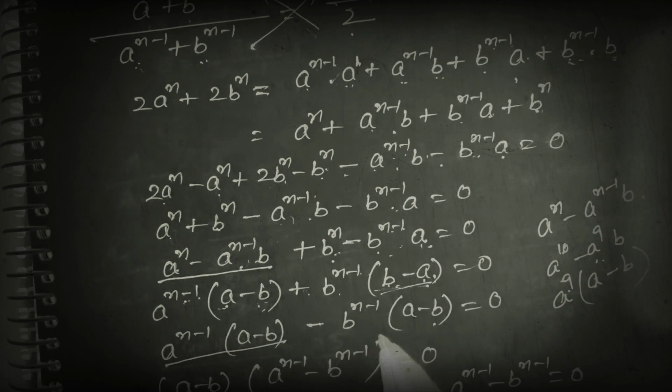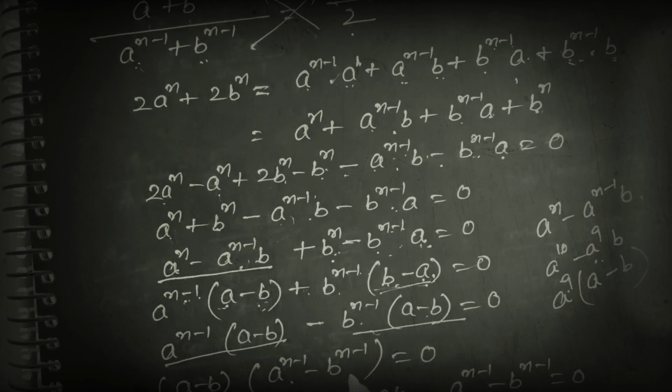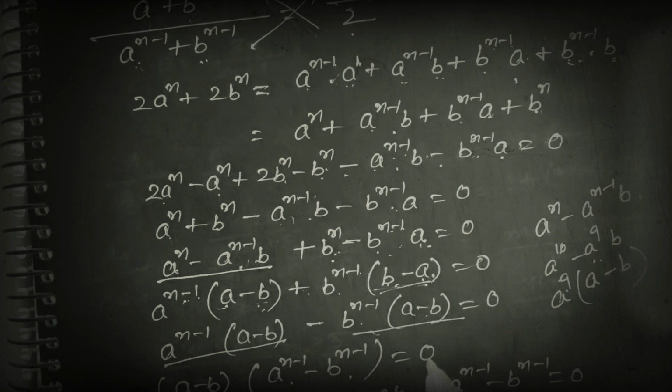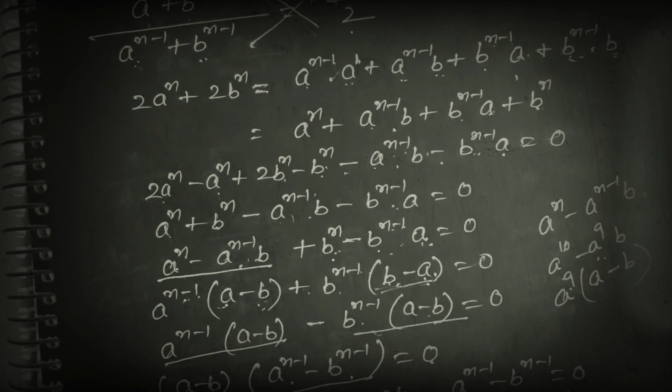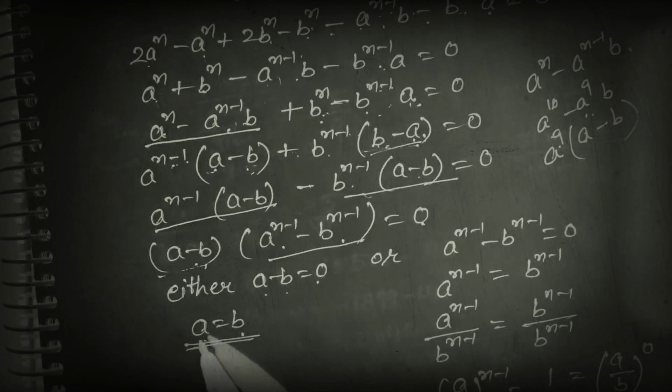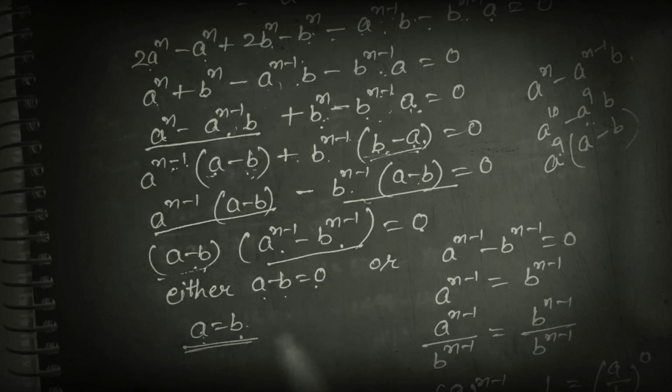Look at this term and this term. a minus b is common from these. a raised to power n minus 1 minus b raised to power n minus 1 is left, it is equal to 0. Either this is equal to 0 or this is equal to 0. If a minus b is equal to 0, then a is equal to b. That means all these terms are same. अगर a और b फर्स्ट और लास्ट टर्म सेम है तो बीच वाली टर्म भी क्या आएगी, सेम.